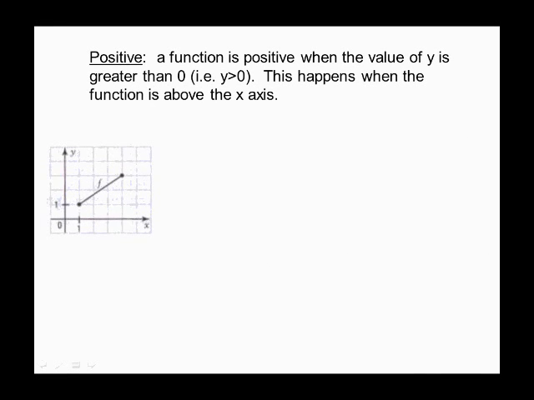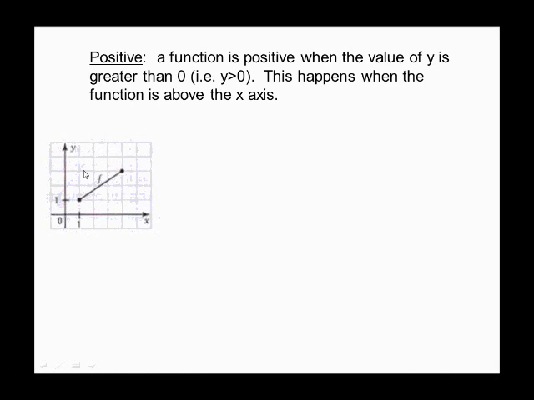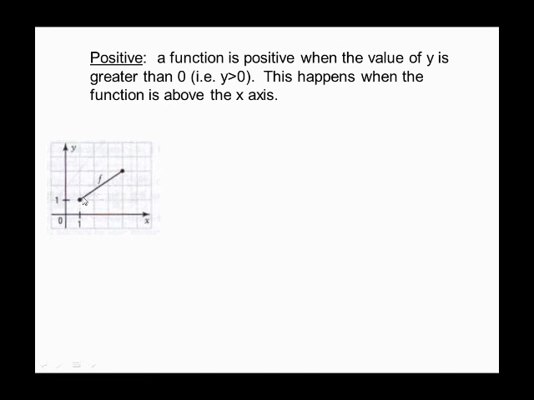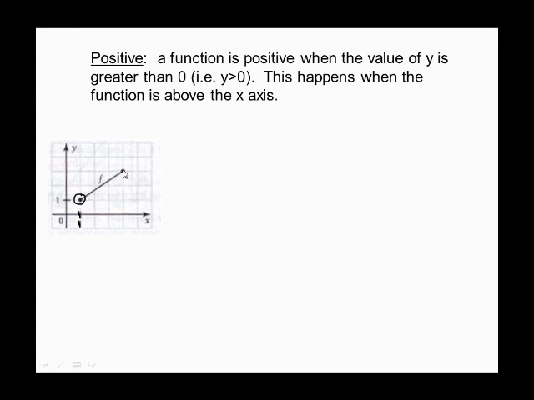We'll start with positive. So here we've got a graph here. When is this one above the x-axis, or when is y positive? Well, in this case, it's always positive. Again, when we're doing our intervals, we always look at our values of x. So our lowest value of x here is 1, and it's positive there, and it's positive all the way until it ends up here at 4.